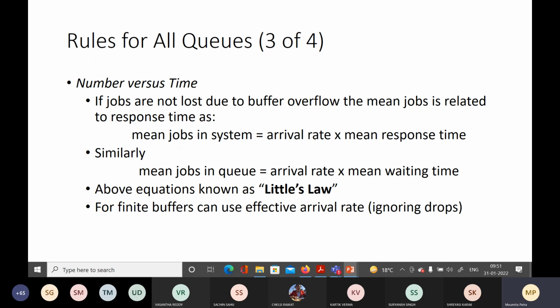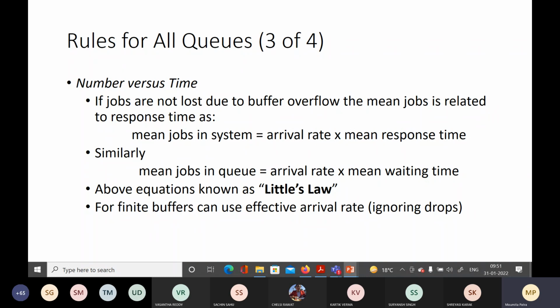Okay, now let's get to number of jobs versus the response time. So what is the relationship between that? This relationship is given by a very important but very easy law, and that is known as Little's law. Today I will just tell you what this law talks about, then we will talk about how to analyze, sorry, the proof of Little's law basically.